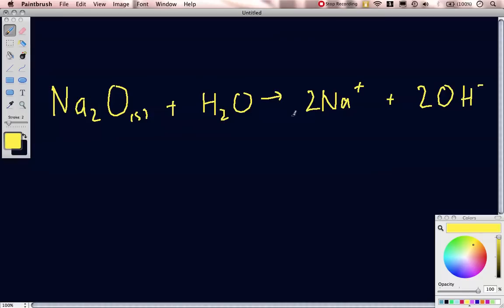Now, that would be the case for most metal oxides. So we could replace the sodium with magnesium, or with potassium, or with calcium, and the outcome would be the same. We'd still get the relative positive ion in solution, and we would get these hydroxide ions in solution.